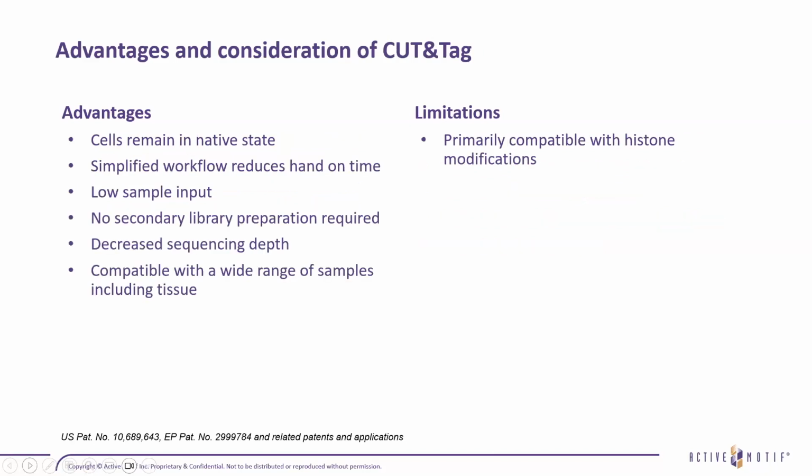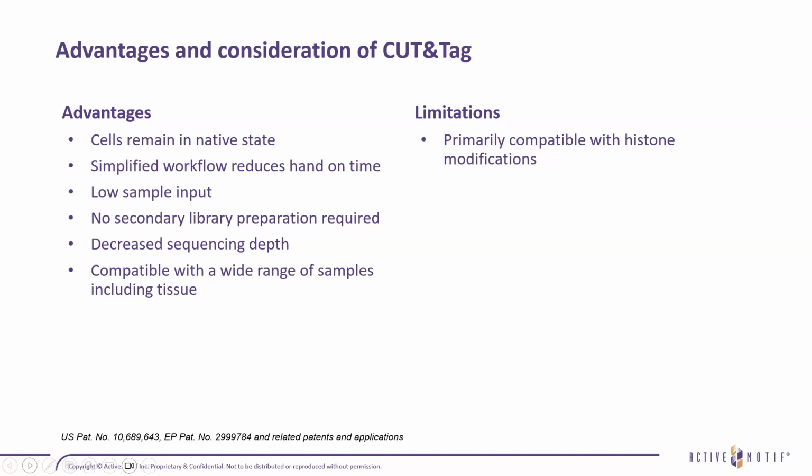So going on to the advantages and considerations of CUT&Tag. First of all, the cells remain in the native state, so no fixation is required like it is with ChIP-Seq. However, it is still compatible with a light fixation. It's a simplified workflow, so it does reduce hands-on time. CUT&Tag can be completed within 1 to 2 days, so it is a really quick protocol. One of the biggest benefits is the low sample input. It's quite significantly lower than the input that's required for ChIP-Seq, so that is a big advantage.